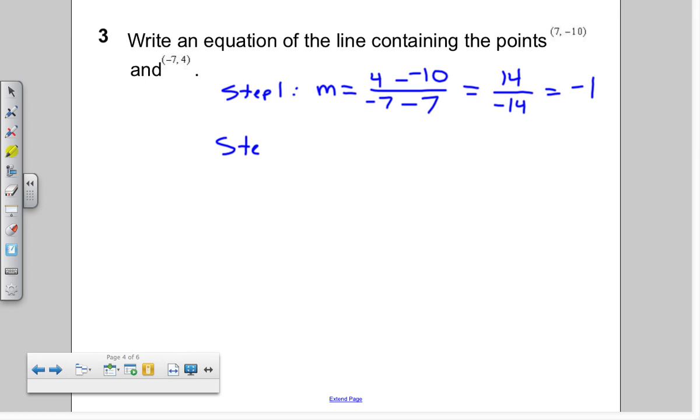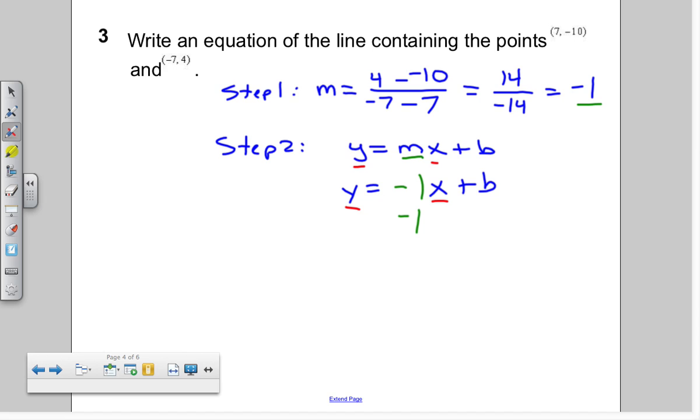Now, for step 2, what we're going to do is write what we know in a y equals mx plus b equation. I'm going to take that answer from step 1 and put it in for m. And then I'm going to find a value to put in for x and y. And I get to pick either one of these points. I'm going to pick the one I circled there.